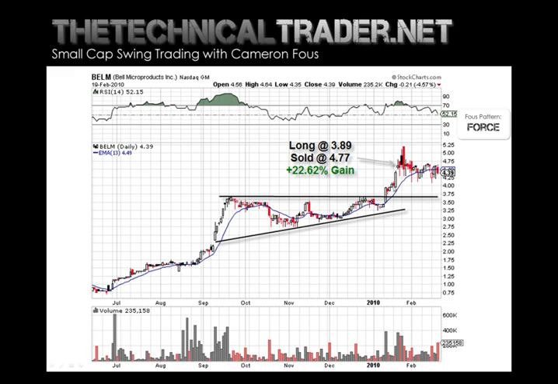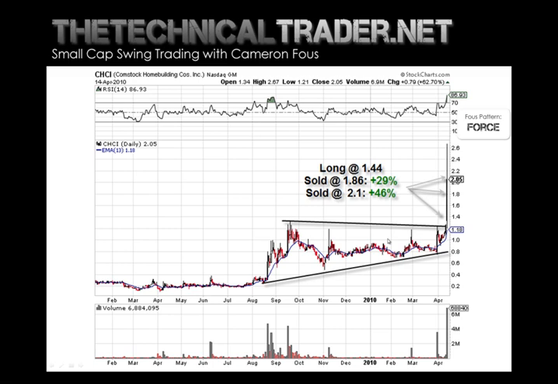This had a couple just slower days. Then we had a really big strong day pushing above 4. And then we had one day where it was kind of a shooting star candle. I didn't really like that. As I said, potential reversal pattern there with a shooting star candle. And we were up, kind of near $5 per share. So I sold at 477 for a 22.62% gain. Locked in my profit. Moved on to the next trade.